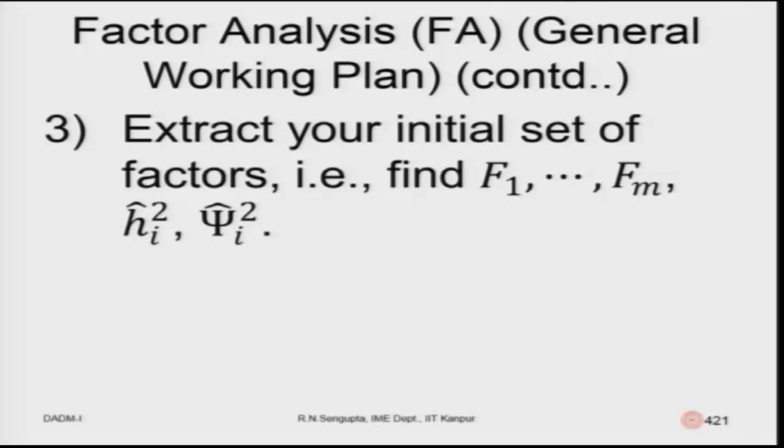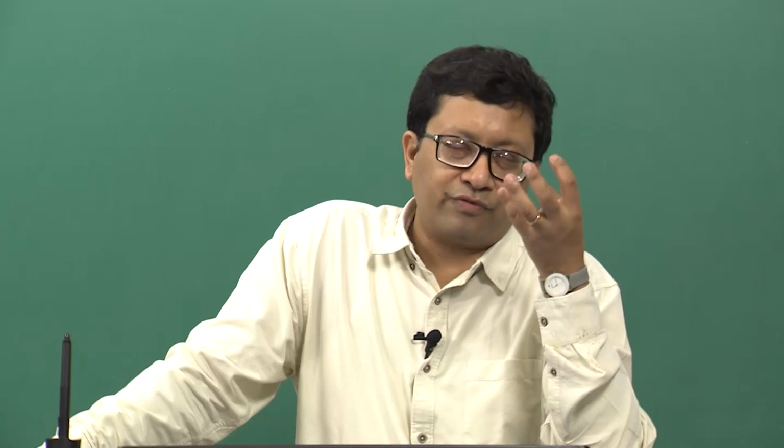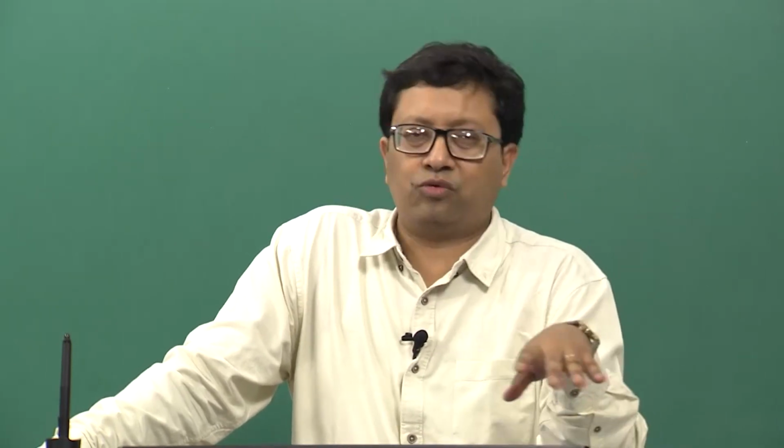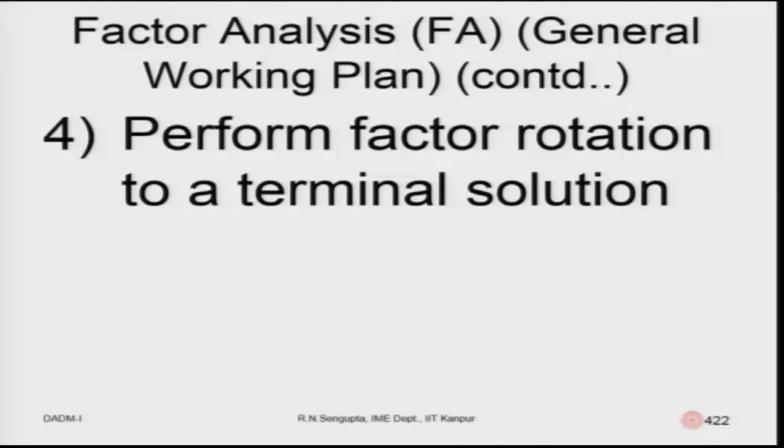So, we will extract our initial set of factors, and based on that we will try to find out f1, f2, f3 until fm. Remember that what we are trying to do is utilize a set of factors m, which is less in size than p, in such a way that we get the maximum amount of information plausible, and the other white noise would be put into the error term. We will perform the factor rotation to get a solution.